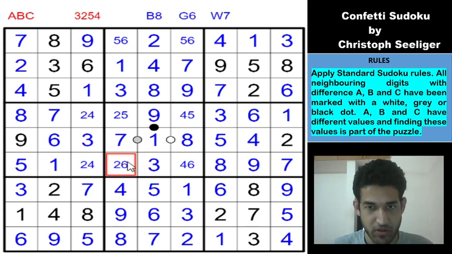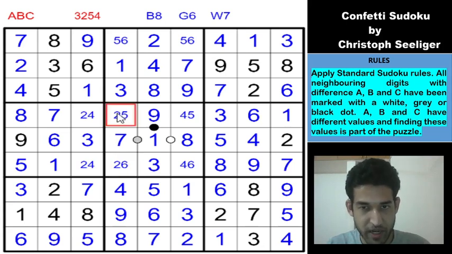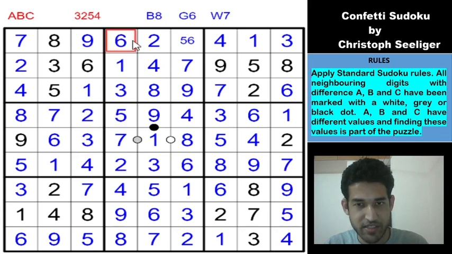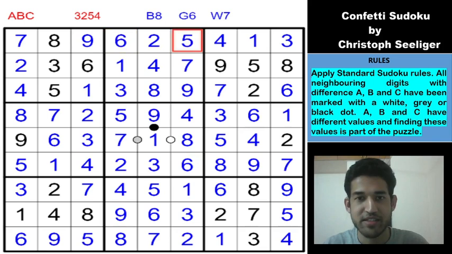So we have to resolve the final candidates somehow now. Okay, this can't be a 2, right? Because it's near the 9 and white is difference of 7. So which means there must have been a white dot here. But there is no white dot, which means this is 5, this is 4, this is 2, this is 4, this is 6, this is 2, this is 6 because of the 6 here, and this is 5. And with that we have completed this marvelous creation of Confetti Sudoku.